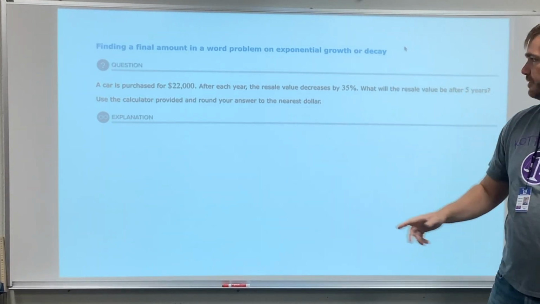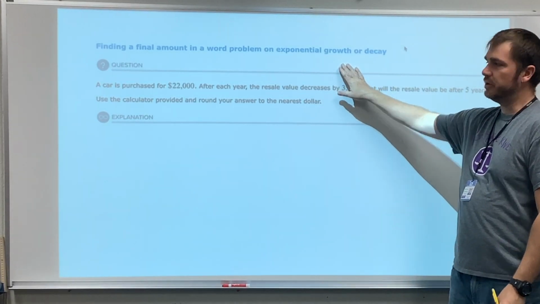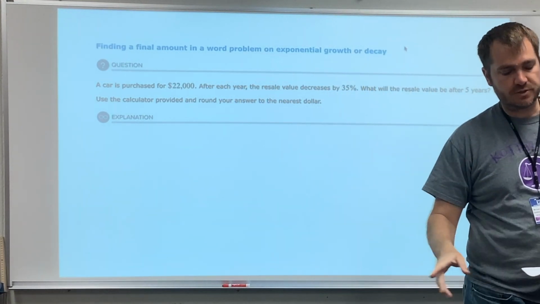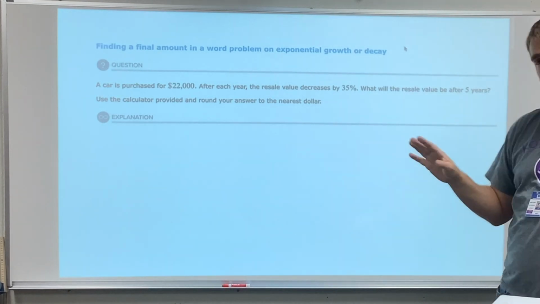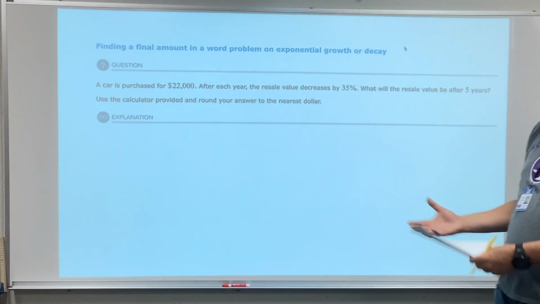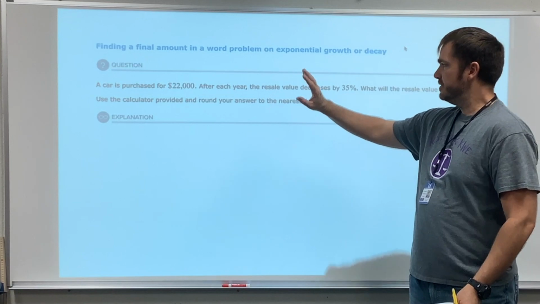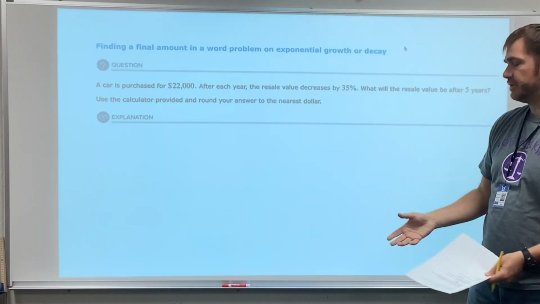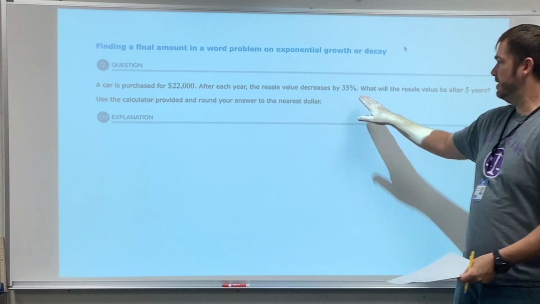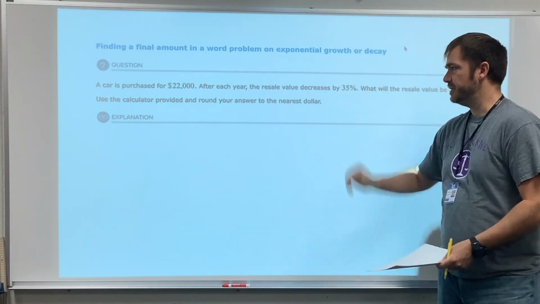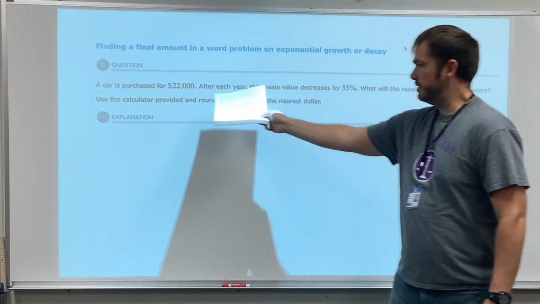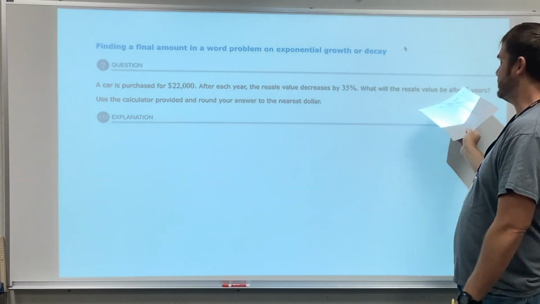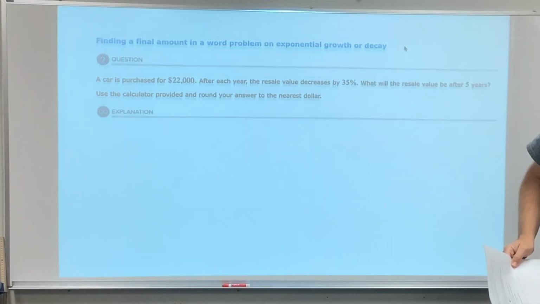Hello. So for these problems, what we're looking for is finding a final amount in a word problem on exponential growth or decay. And every single one of these problems is going to follow the same sort of pattern. You're going to have some sort of initial amount, and then that amount is either going to increase or decrease over the years. And there's going to be some sort of percentage that they're going to increase or decrease. This one, the initial amount is 22,000. The percent is 35%, and our time is 5 years.